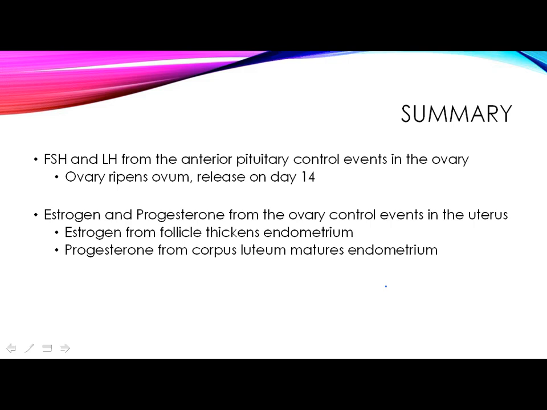So here's the summary. FSH and LH from the anterior pituitary control the ovary. So the ovary ripens the ovum, the follicular phase, it gets released on day 14, ovulation. Estrogen and progesterone.